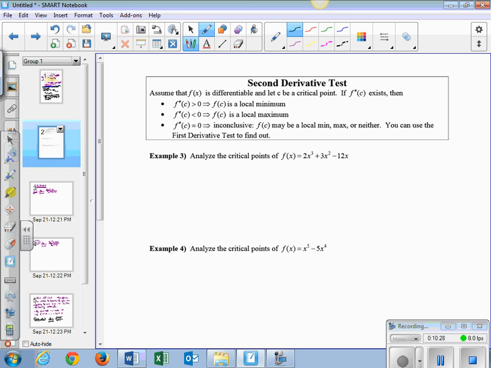The next page is the second derivative test. I'm not a real big fan of this because sometimes it doesn't work, but it's helpful when the derivative is very easy to find. So let's look at this.